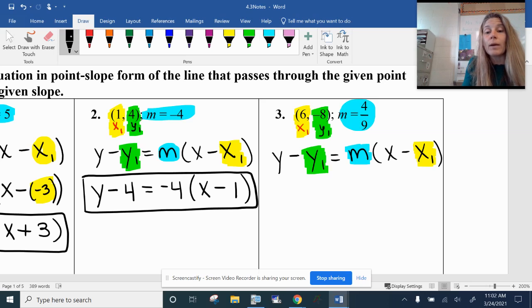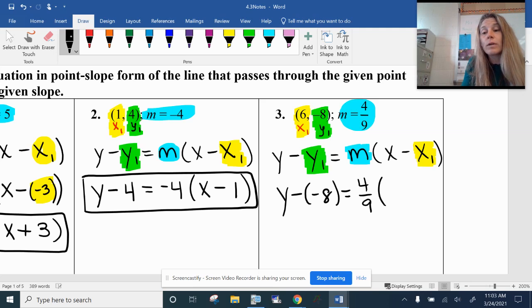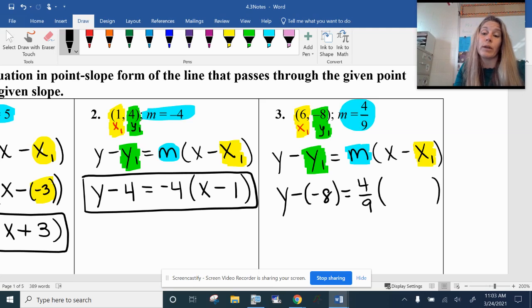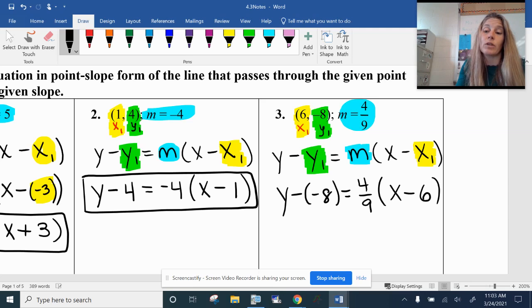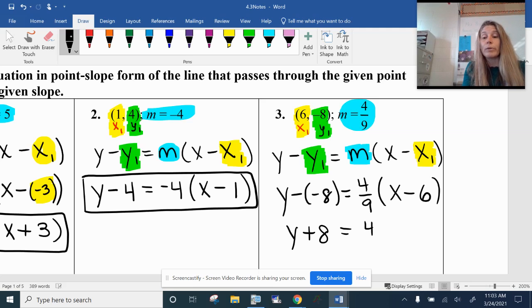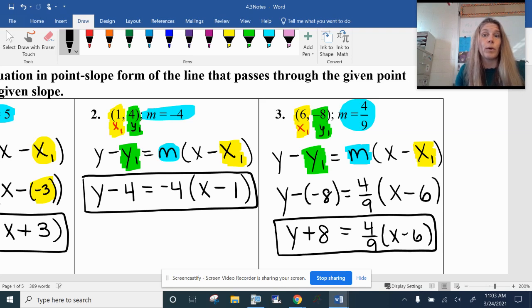So now when I do my y1, I'm going to have y minus negative 8. My slope is a fraction of 4/9, which doesn't change anything. You're just going to put it in front of the parentheses as we would normally. And then x minus my x1, which happens to be 6. Now in this case, the 6 did not give us a double sign because we were subtracting just a 6. But in the front, we were subtracting a negative, so I'm going to simplify that by making it y plus 8. And then this is now my final answer in point slope form.